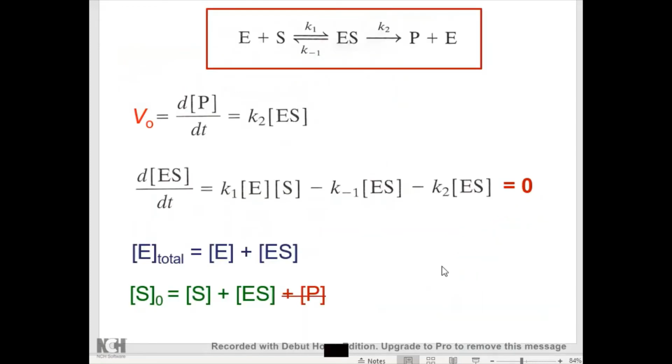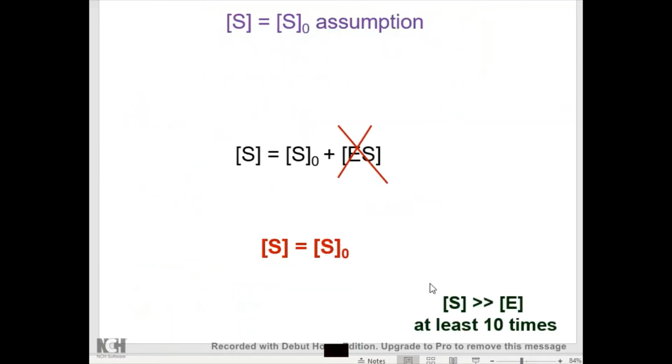Now we can take a look at how the system of equations changes. So we replace V with initial velocity rate and we scratch the product. Now we have 4 equations and 4 unknown values. In general, we can solve this system of equations. However, in order to further simplify it, we can take another assumption. And this assumption is that substrate equals the initial substrate concentration.